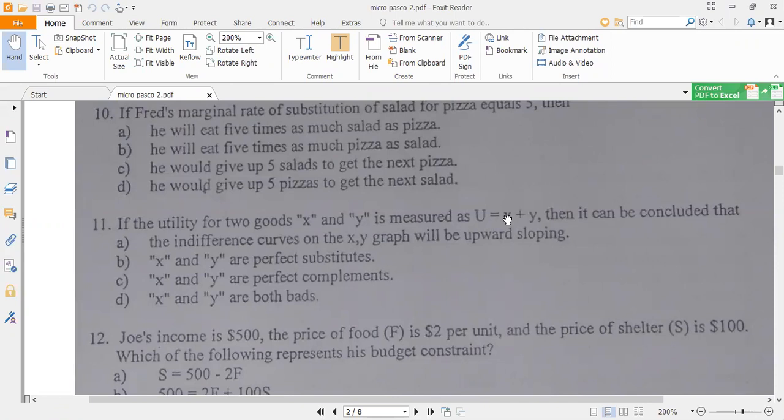If you consume only X and no Y, you wouldn't get the level of satisfaction that you want. So X and Y are supposed to be consumed together. So we go for C.